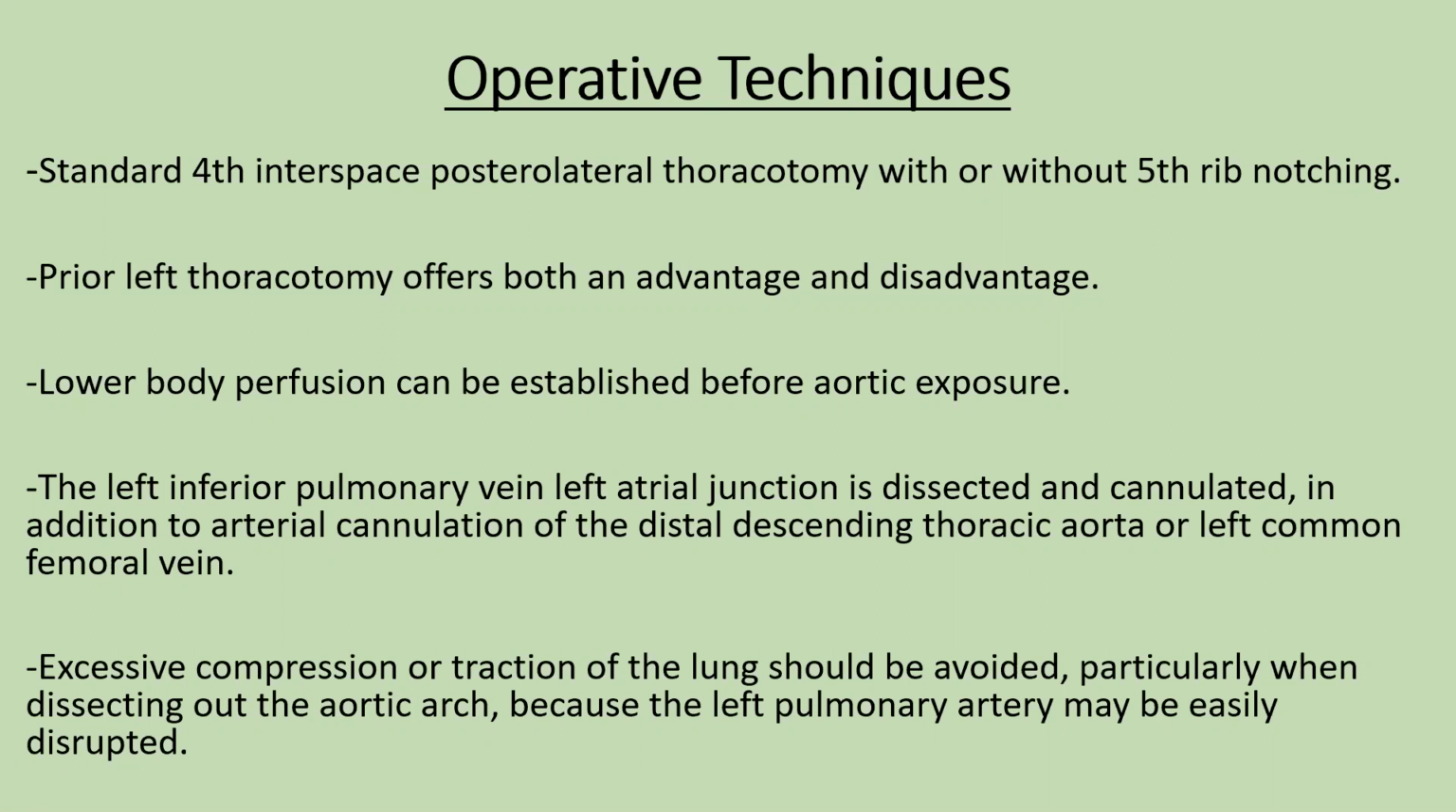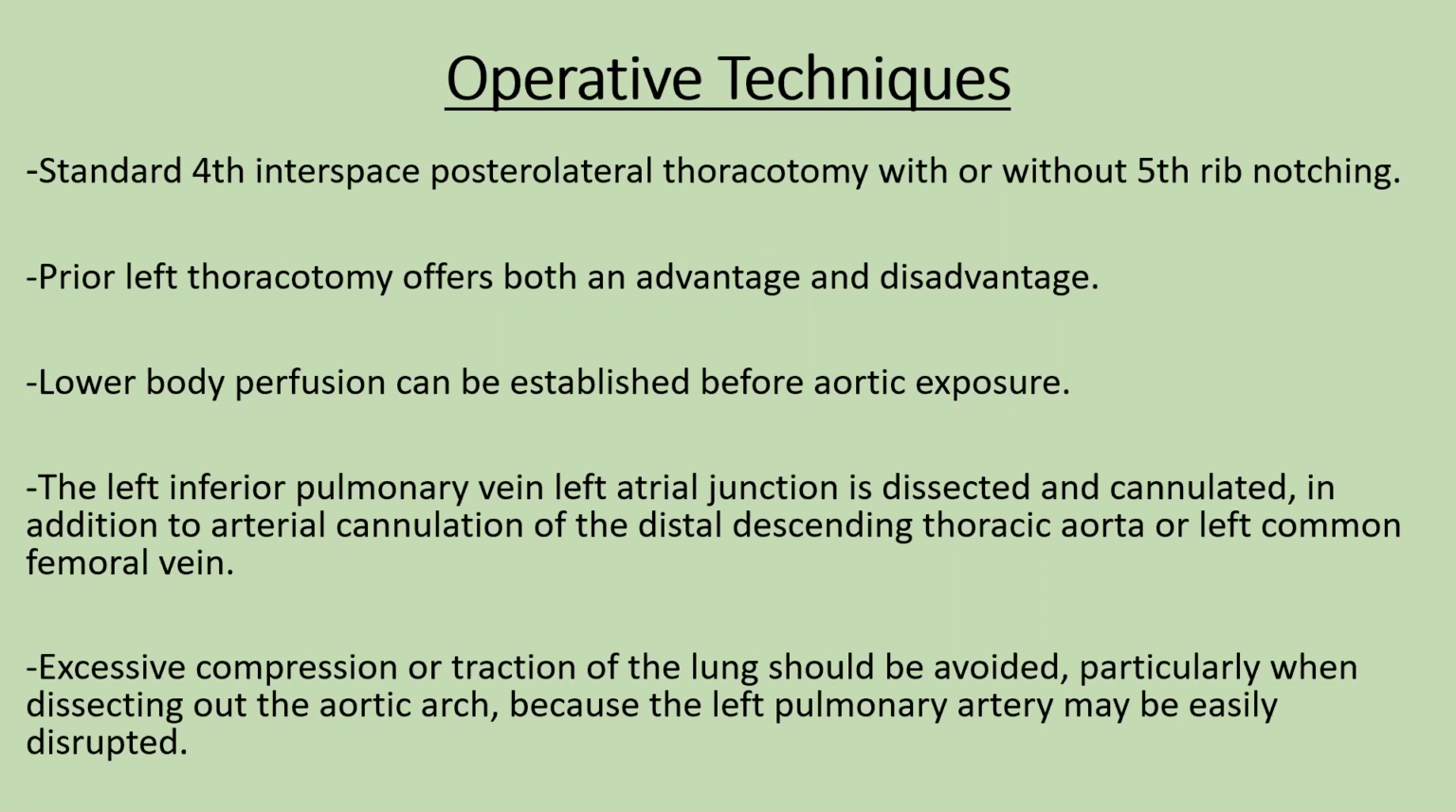So a prior left thoracotomy offers both an advantage and a disadvantage. The adhesions between the lung and the mediastinum help in containing the rupture, making it less likely to bleed. Dissection near the isthmus or tear should be avoided until both the proximal and the distal aortic control is established. Lower body perfusion can be established before the aortic exposure.